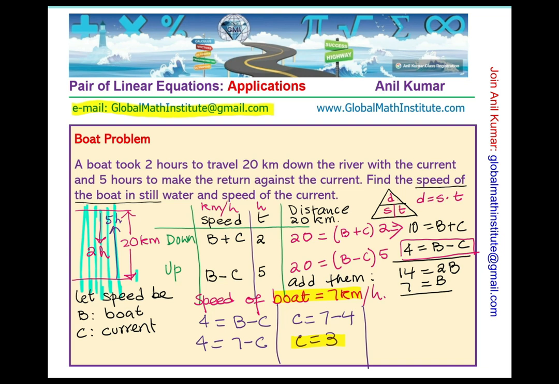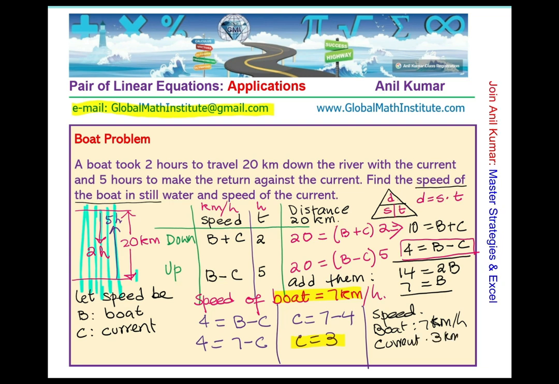So we can write down our answer as: speed of boat is 7 kilometers per hour and that of the current is 3 kilometers per hour. Makes sense, right? So that is how easily you can solve questions related to boats. And this is similar to an airplane going against the wind or with the wind. Many applications in this regard can be taken care of. I hope the steps are absolutely clear.